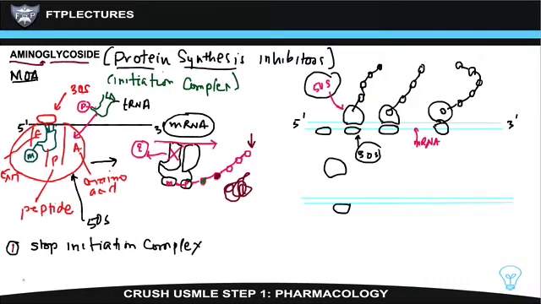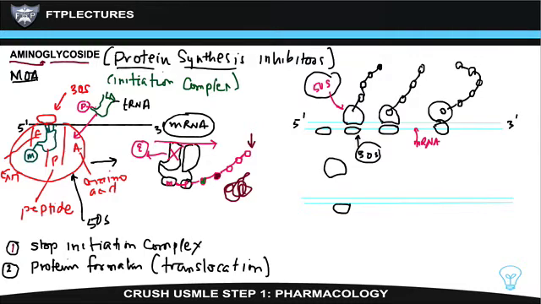Okay? And also, they prevent protein formation by inhibiting translocation. Translocation is just a big fancy word for this guy moving across the codon and forming a nice little polypeptide. So we're going to go to this side of the board and take a look at this nice pretty drawing, and I'll show where the aminoglycoside is actually working.